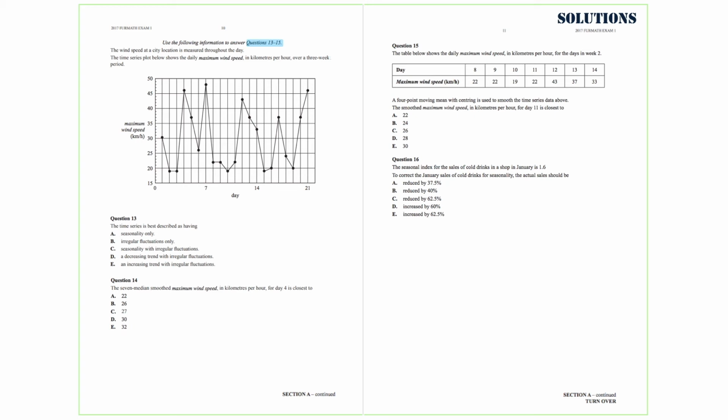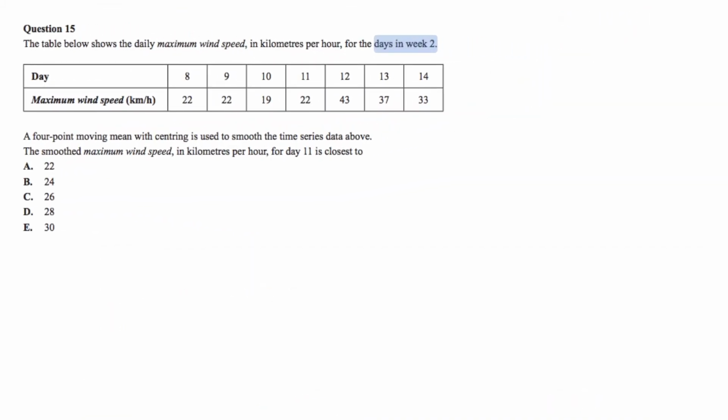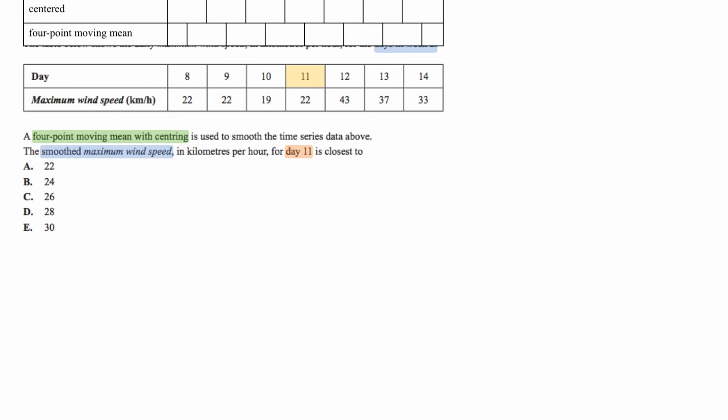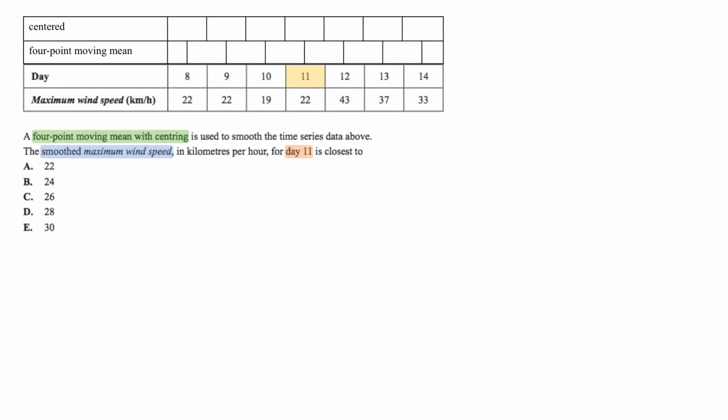In question 15, we are given a table of values that shows the daily maximum wind speed in kilometers per hour for the days in week 2. A 4-point moving mean with centering is used to smooth the time series data above. The question is asking for the smooth maximum wind speed in kilometers per hour for day 11. We are going to start by constructing 2 more lines above the table, one for the 4-point moving mean and one centered. We need the values in the 2 boxes above 11.